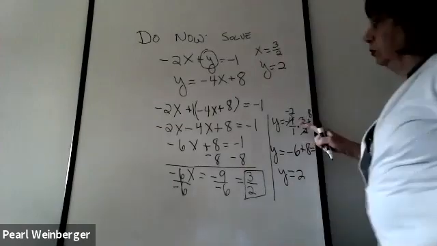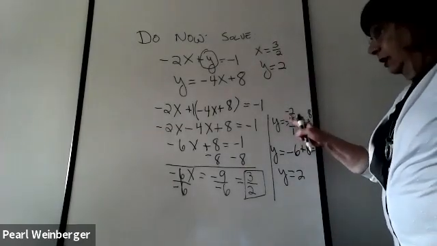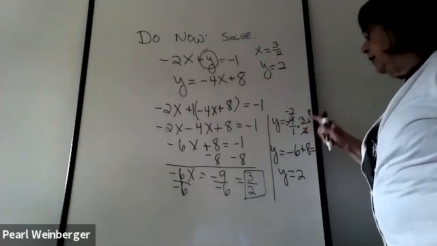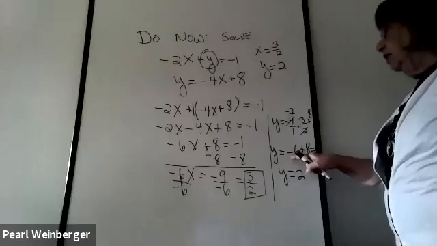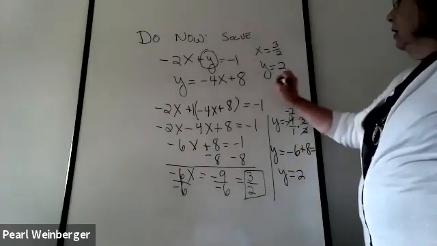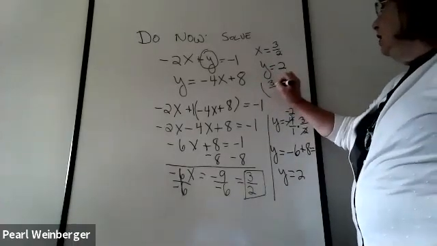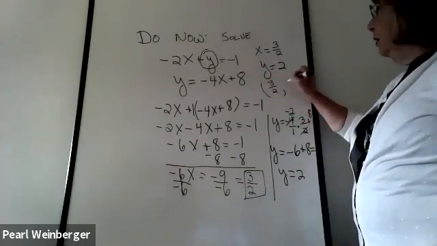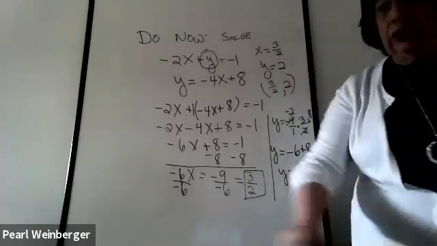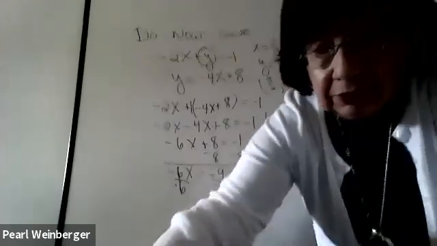You could also, when you're multiplying, just take your calculator and do negative 4 times 3 divided by 2. That will give you the negative 6, and then negative 6 plus 8 will give you the 2. So your system of equations solution is 3 halves, comma, 2. Does anybody have a question about that? Anybody want to ask me something?